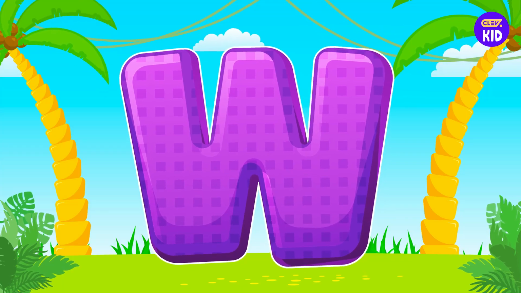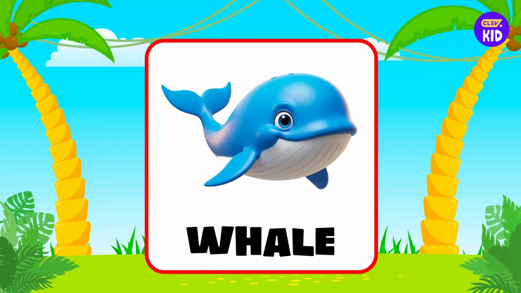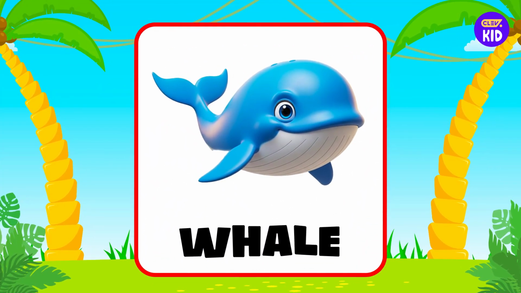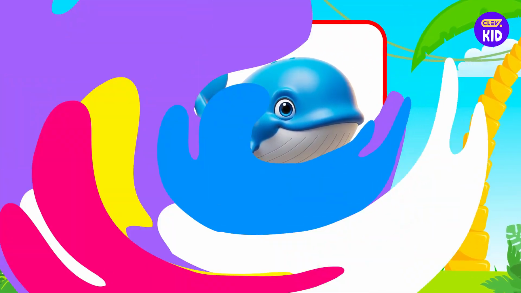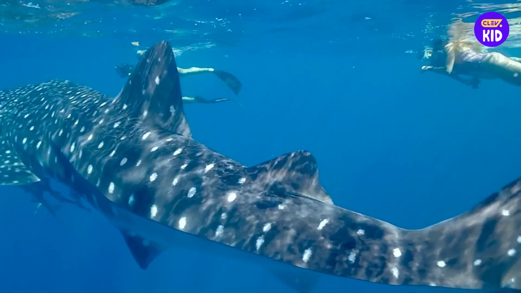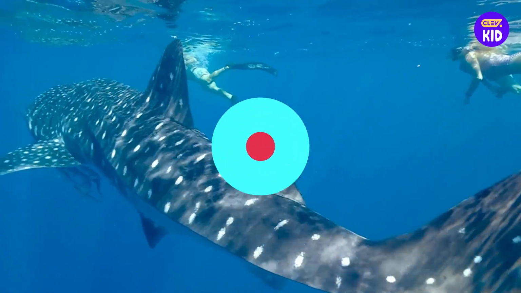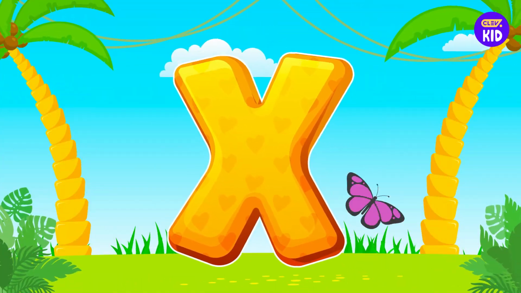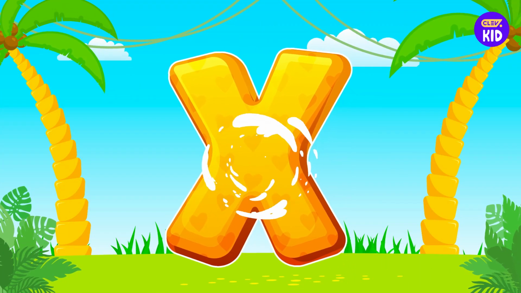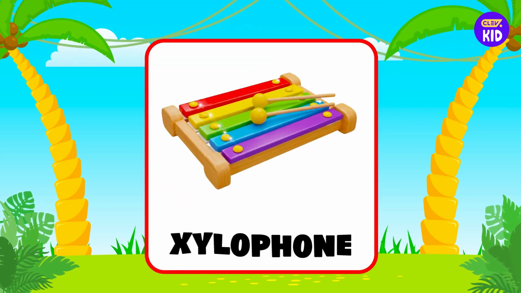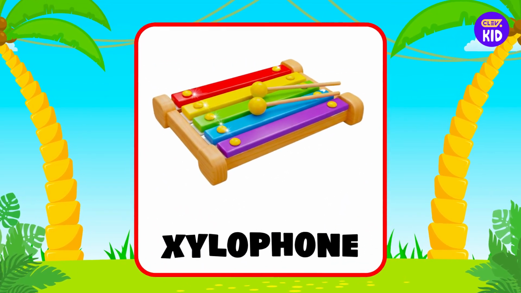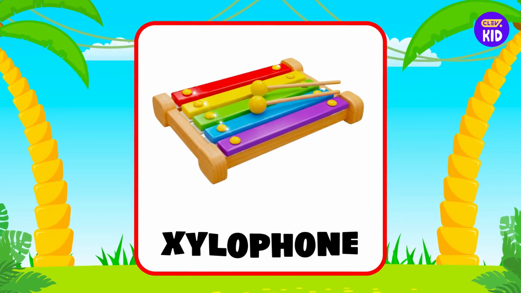This is the alphabet W. W is for whale. W is for whale. This is the alphabet X. X is for xylophone. X is for xylophone.